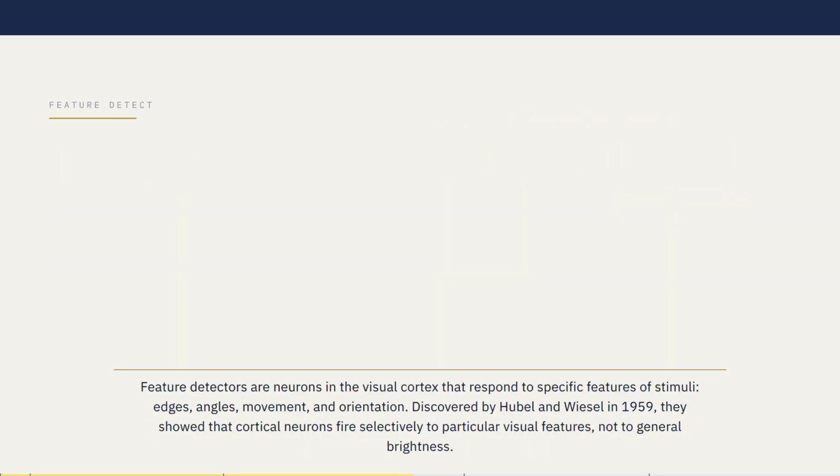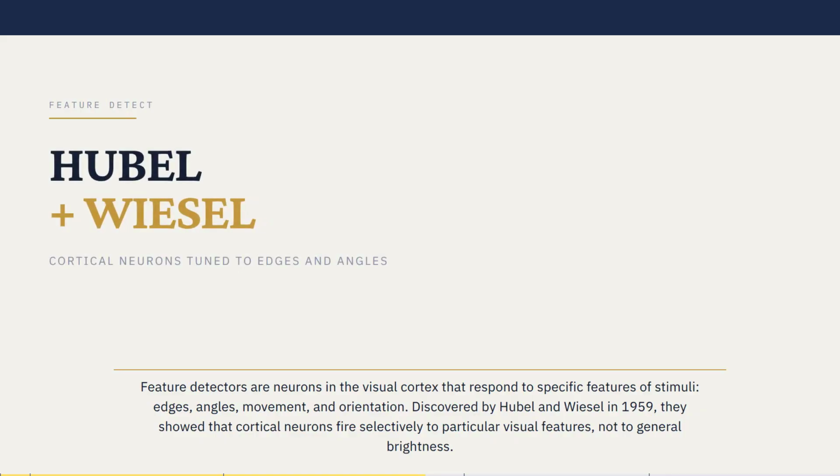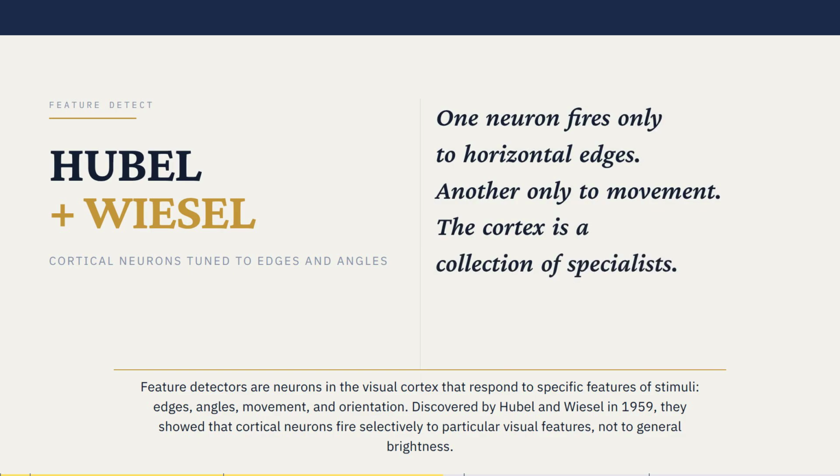Feature detectors are neurons in the visual cortex that respond to specific features of stimuli: edges, angles, movement, and orientation. Discovered by Hubel and Wiesel in 1959, they showed that cortical neurons fire selectively to particular visual features, not to general brightness.